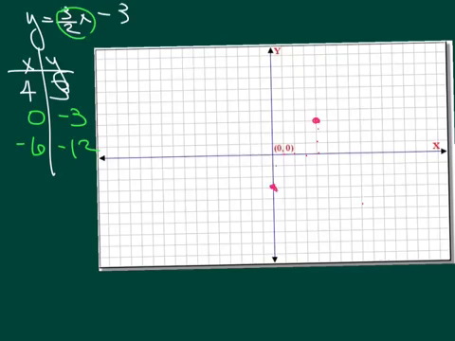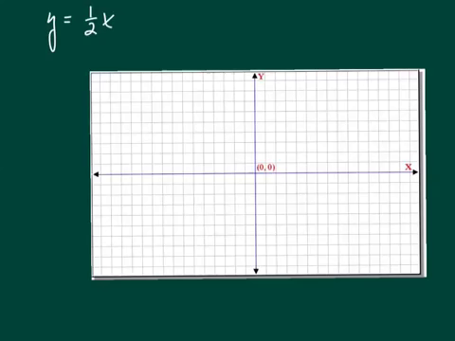Next point, negative 6, negative 12. 1, 2, 3, 4, 5, 6. And then I go down 12. 1, 2, 3, 4, 5, 6, 7, 8, 9, 10, 11, 12. Somewhere down in there. And I draw my line. And there's my line that I have. Alright, so that's example number 6.